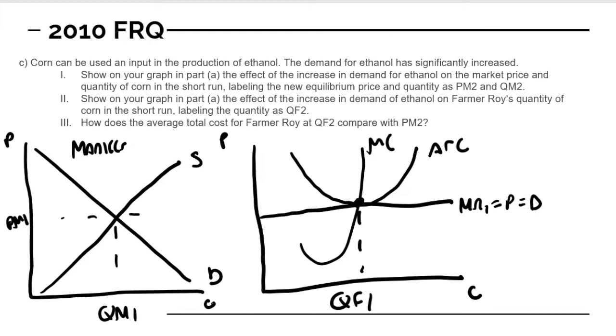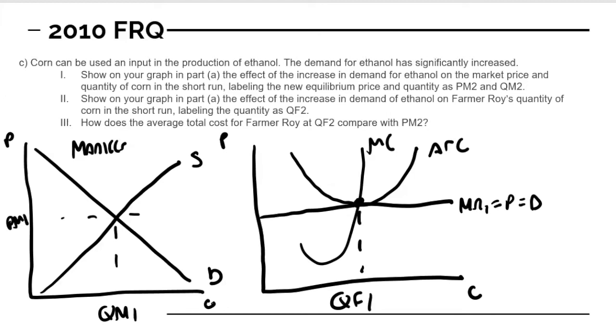So corn can be used as an input in the production of ethanol. The demand for ethanol has significantly increased. And so remember, this is the market and the firm, or Farmer Roy's farm, for corn here. If corn is used as the input in production of ethanol and the demand for ethanol has significantly increased, that is going to impact our demand for corn, right? Because more producers are going to demand corn to produce more ethanol.